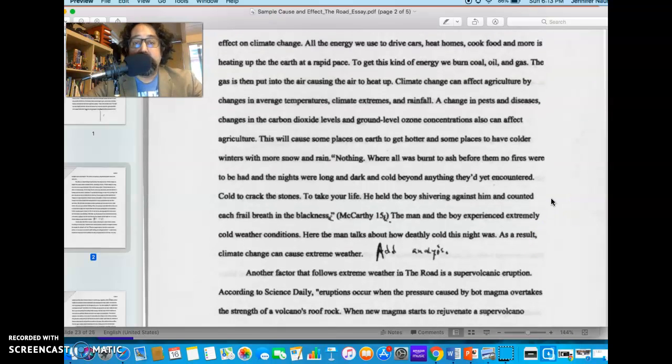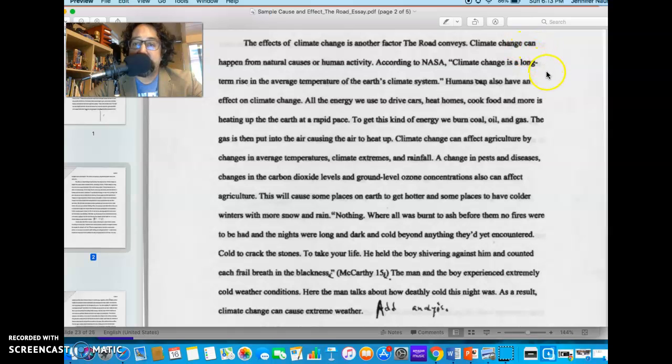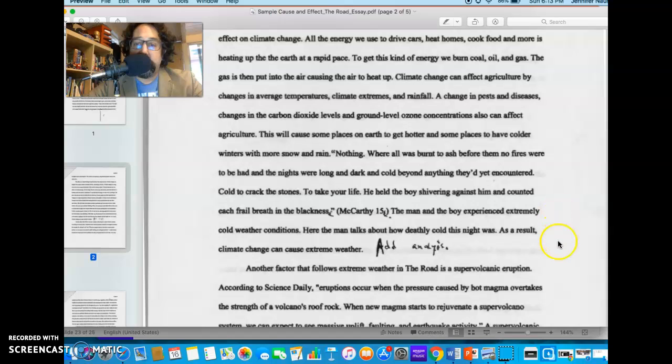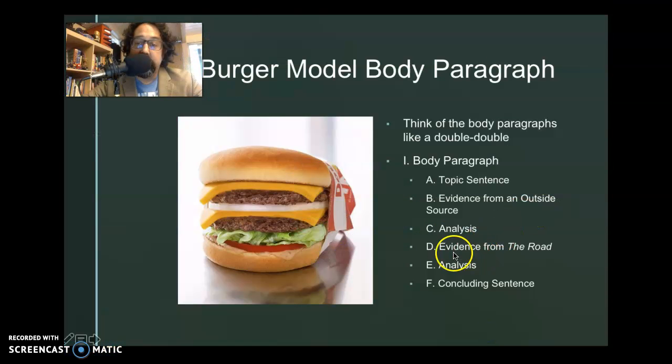So in general, this is really good. Looking at this as an instructor, the topic sentence is good, the first half is good. Pretty much these first 2 body paragraphs are really solid up until this point, which is basically step E right here, where we'd like to see more analysis connecting the two, connecting your scientific source to The Road.